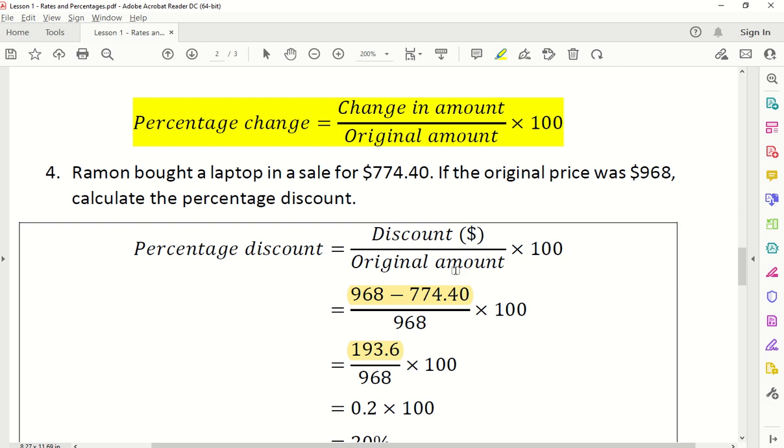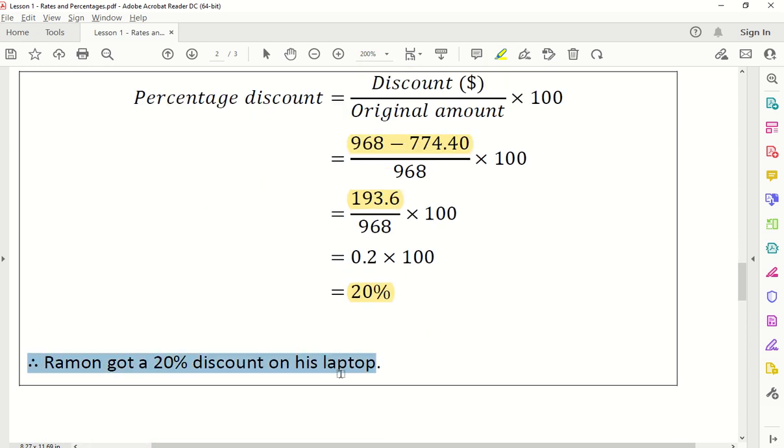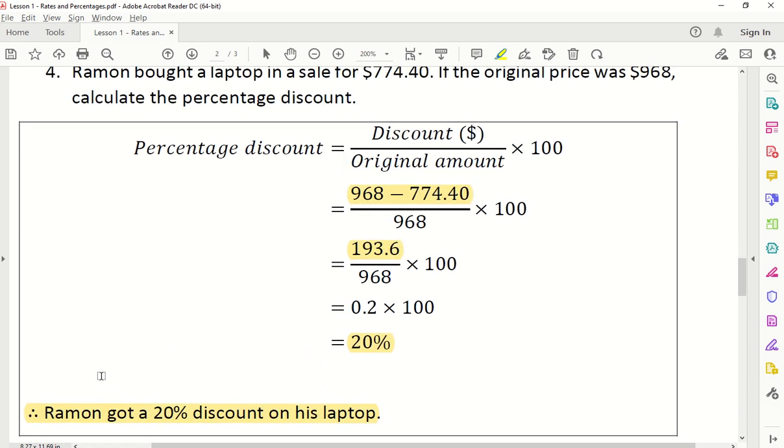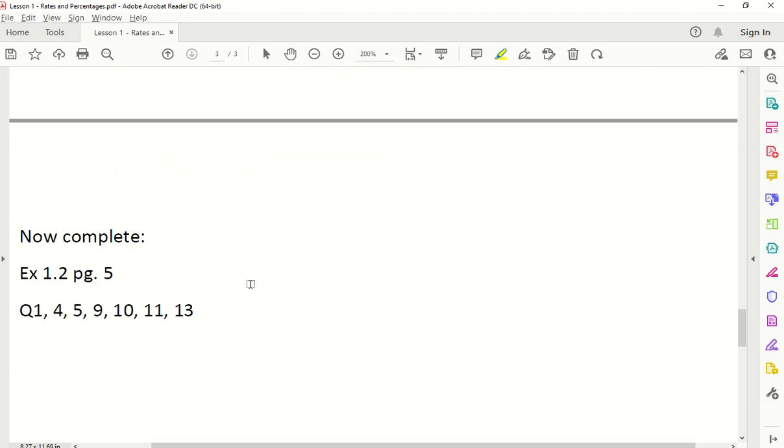The original amount is the original price of the item, so before the discount was applied, which is 968. So we'd input this in my calculator, and I get a value of 20%. And of course, worded question, I have to include a worded statement with my answer. Ramon got a 20% discount on his laptop. Okay, and that looks like just about it for the examples for this lesson.